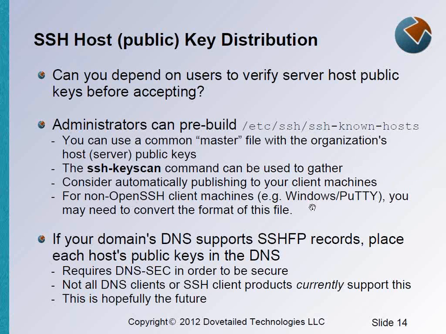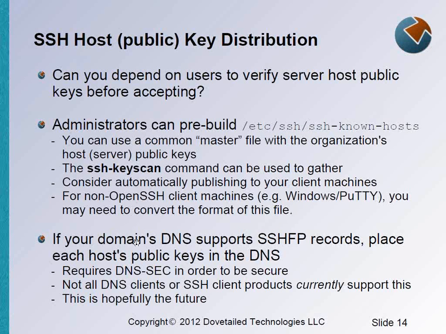So if you had another product besides OpenSSH, for instance Windows with PuTTY, you'd have to convert those keys into a format for that. PuTTY, for instance, uses registry files, and there's a tool with PuTTY you can use to convert one of these into a registry script to update that. So that's one way to do this. But there are even some scripts out there on the internet, and tools that different vendors have, for automatically distributing these things.